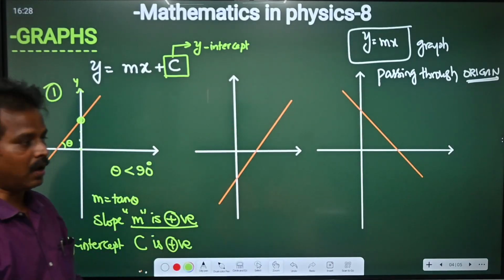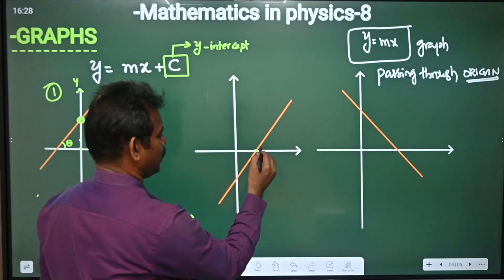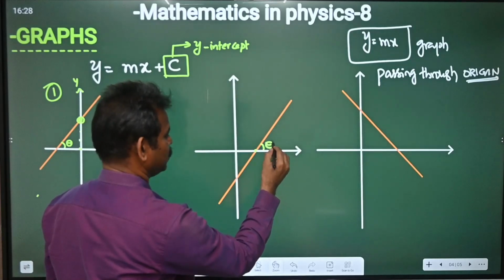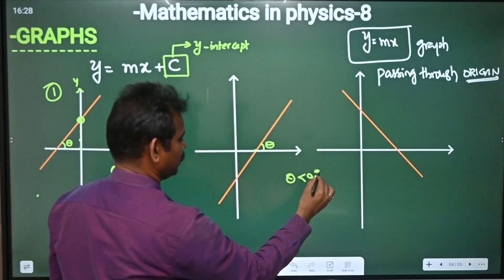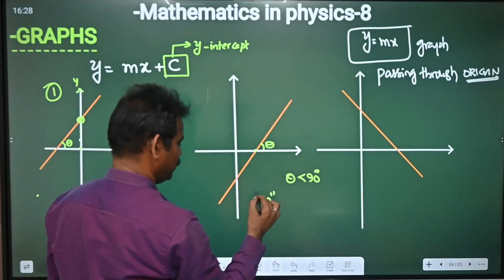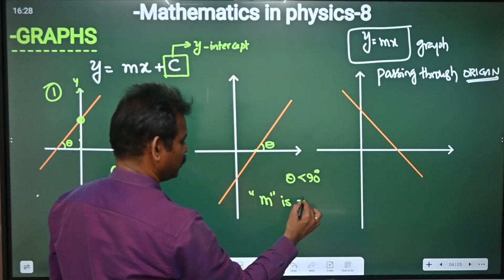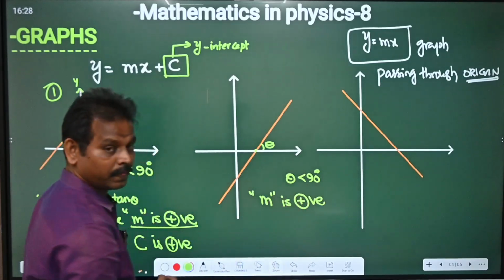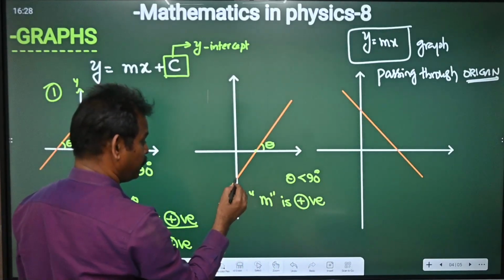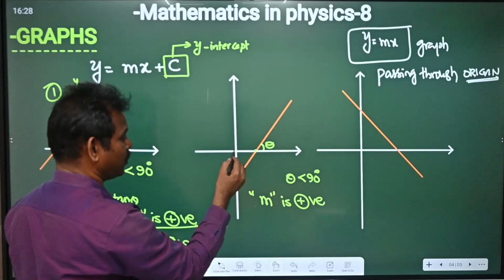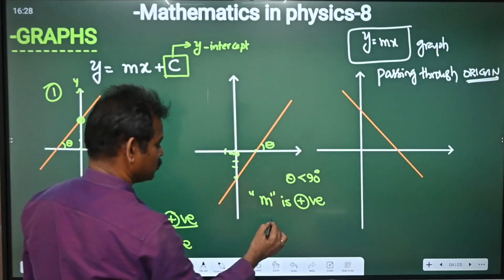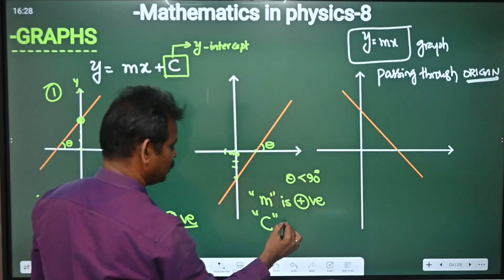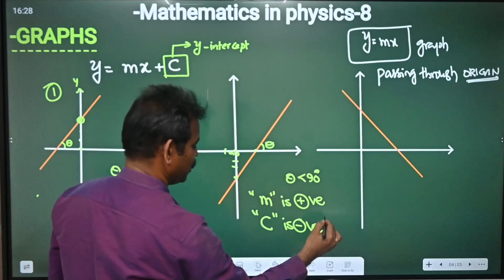Now you see this graph, students. This is the slope theta. So here theta is less than 90 degrees. We can say m, the slope of the graph, is positive here. Second one, this graph is intersecting the y-axis at a negative value because this is the origin 0, 0, minus 1, minus 2. So C, the y-intercept, is negative here.